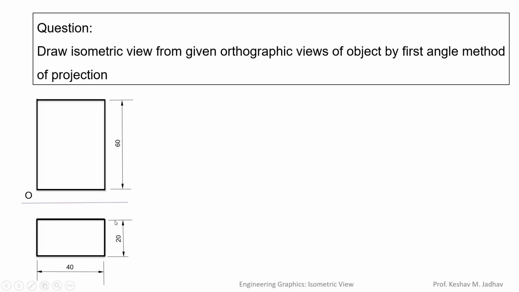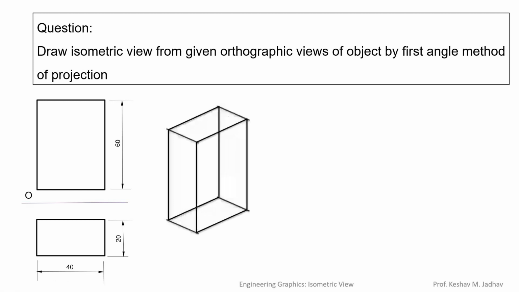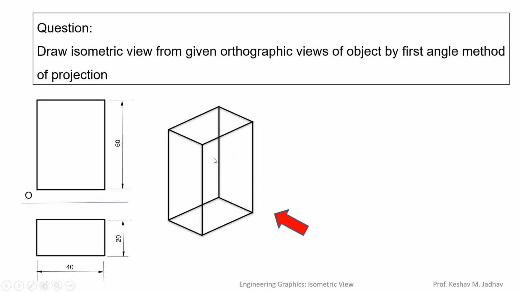So let us consider a three-dimensional rectangle in the front view, and it is extended by 20 mm in the front direction, that is perpendicular to this rectangle. So it will look like this. When we look at the object from the front side, we can observe the front view rectangle, and when we look from the top side, we can see the top view rectangle. So in this way, from given front view and top view, we can visualize the three-dimensional object.